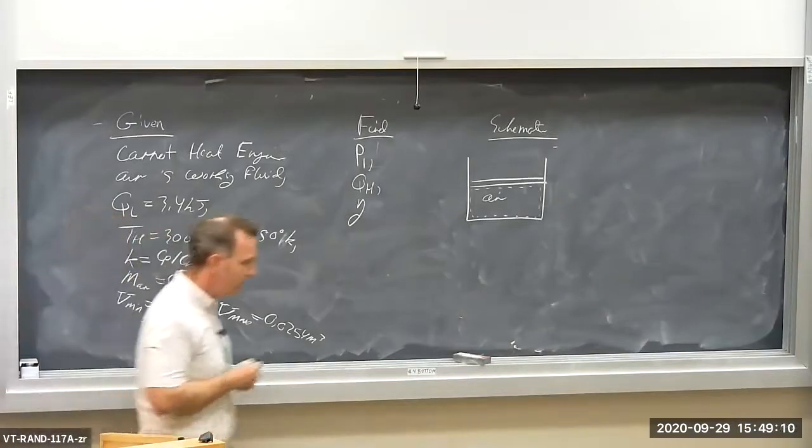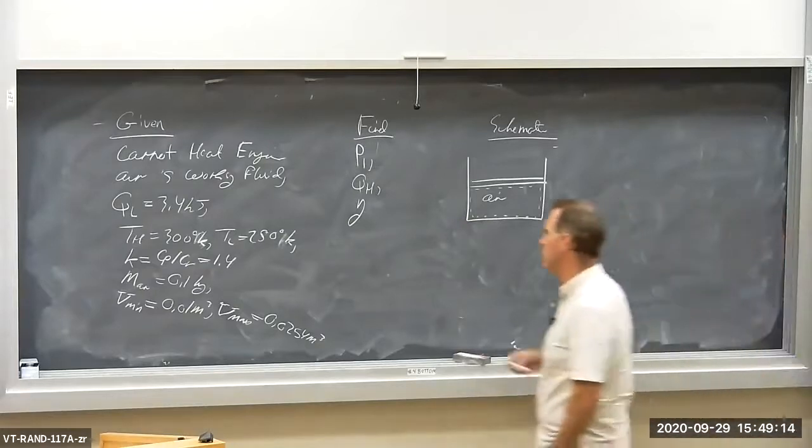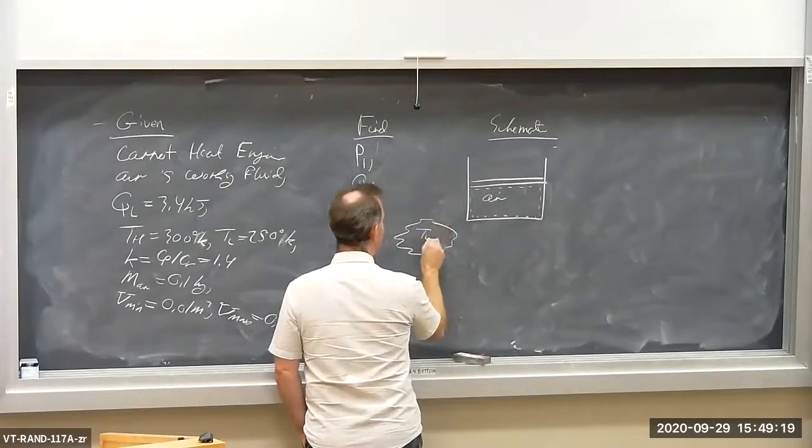The heat received from the low temperature reservoir is 3.4 kilojoules. So let's put up a little picture here. Here's our high temperature reservoir.